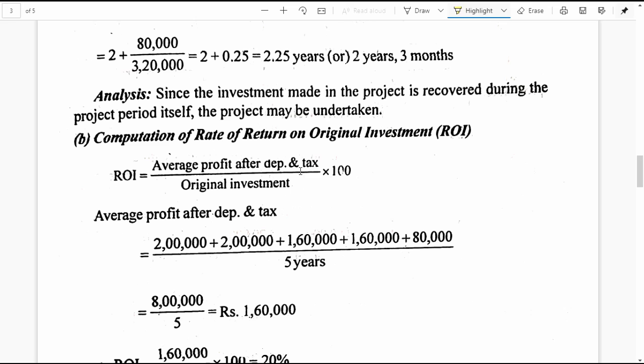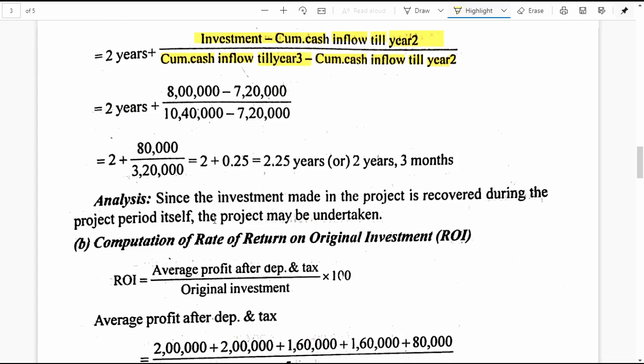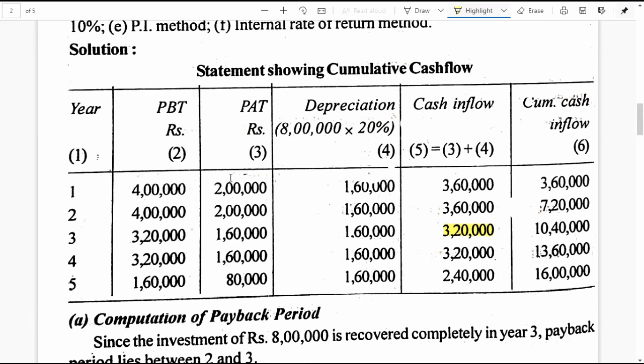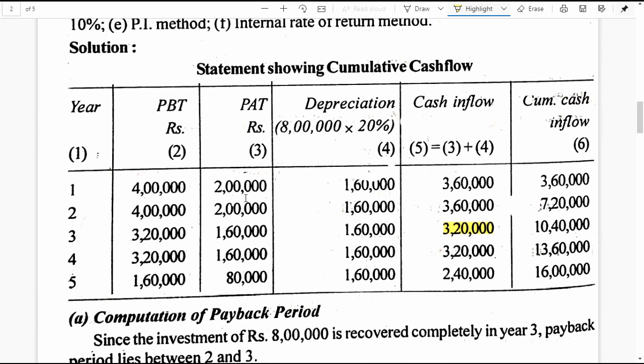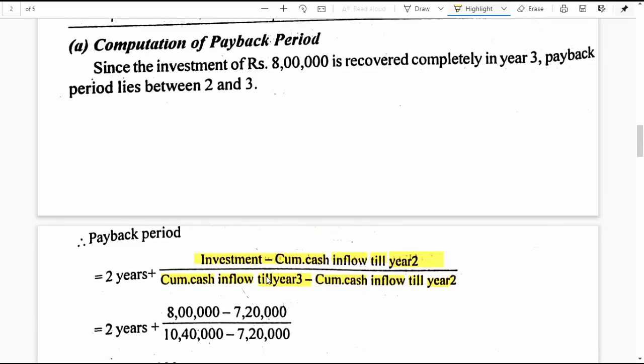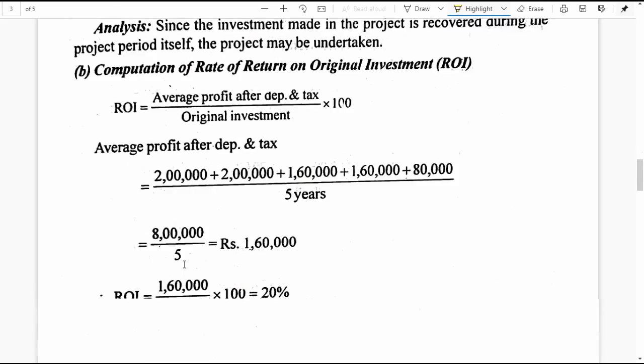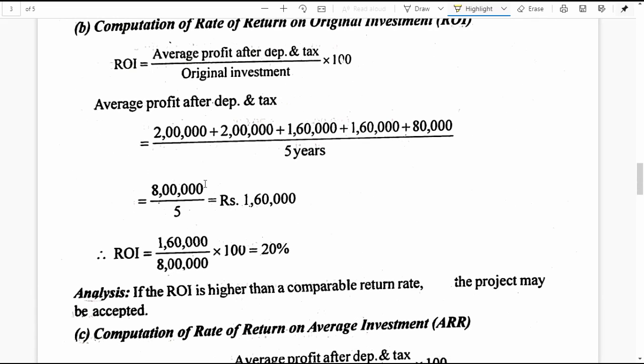Average profit after depreciation and tax divided by original investment into 100. Average profit after tax is calculated as what? You sum up all these values, the profit after tax for the 5 years. 2 lakh plus 2 lakh, 4 lakh; 4 lakh plus 1 lakh 60,000, 5 lakh 60,000; 5 lakh 60,000 plus 1 lakh 60,000 comes to 7 lakh 20,000; 7 lakh 20,000 plus 80,000 gives us 8 lakh rupees. That is what they have done here. So 8 lakh rupees is the total profit of the project for all the 5 years.